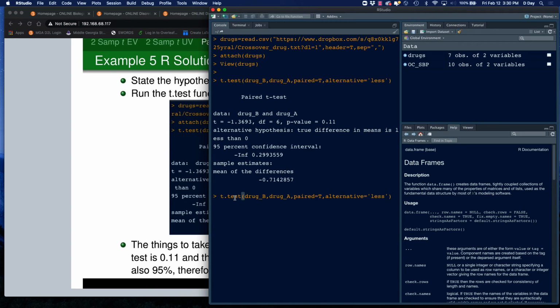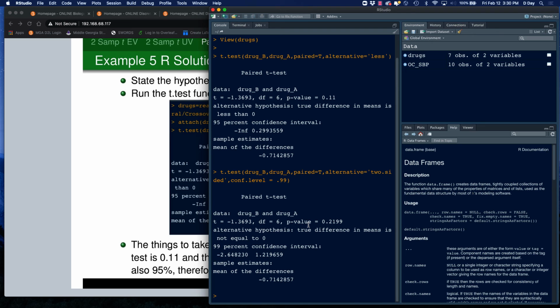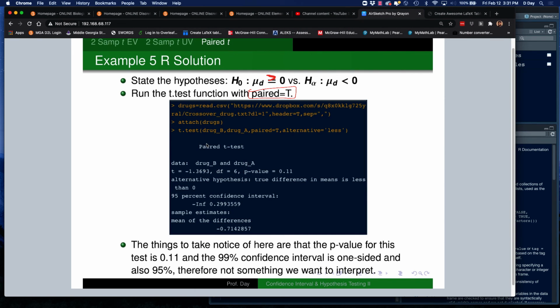There we go. Instead of less, I'm going to change this to two-sided, and after that single quote, I'm going to add conf.level equals 0.99. Yep, and then we hit enter, and we get this, which we will see on my next slide. And we see it goes from negative to positive. So let's look at that.